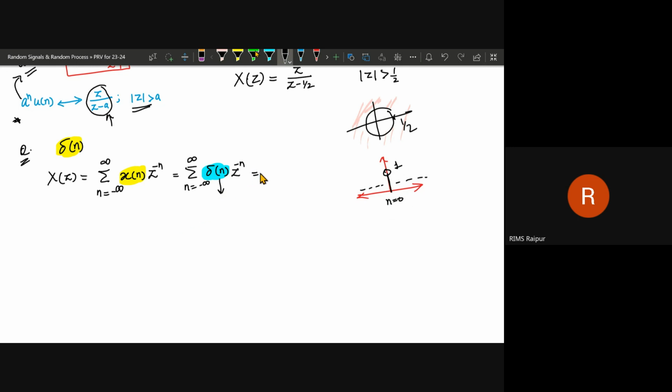So, simply you have to put n is equals to 0 here. So, it will be Z raised to power 0. So, del of 0 is 1. So, simply you will get x of Z is equals to 1. That's it. So, the Z transform of del of n is 1. Correct? Now, tell me what is ROC? ROC for x of Z.